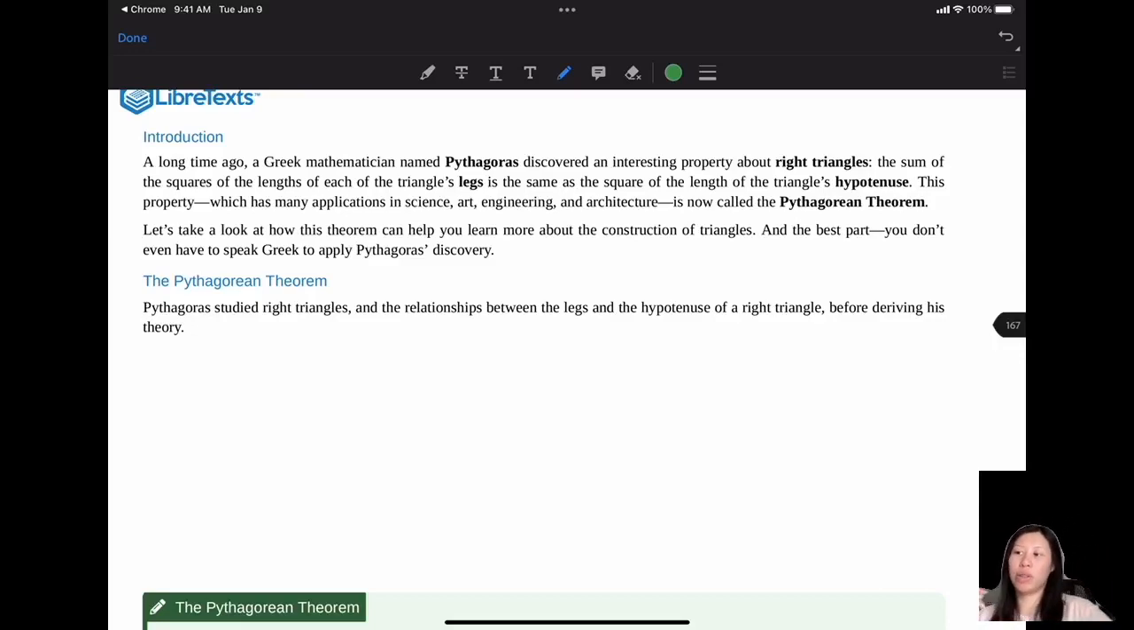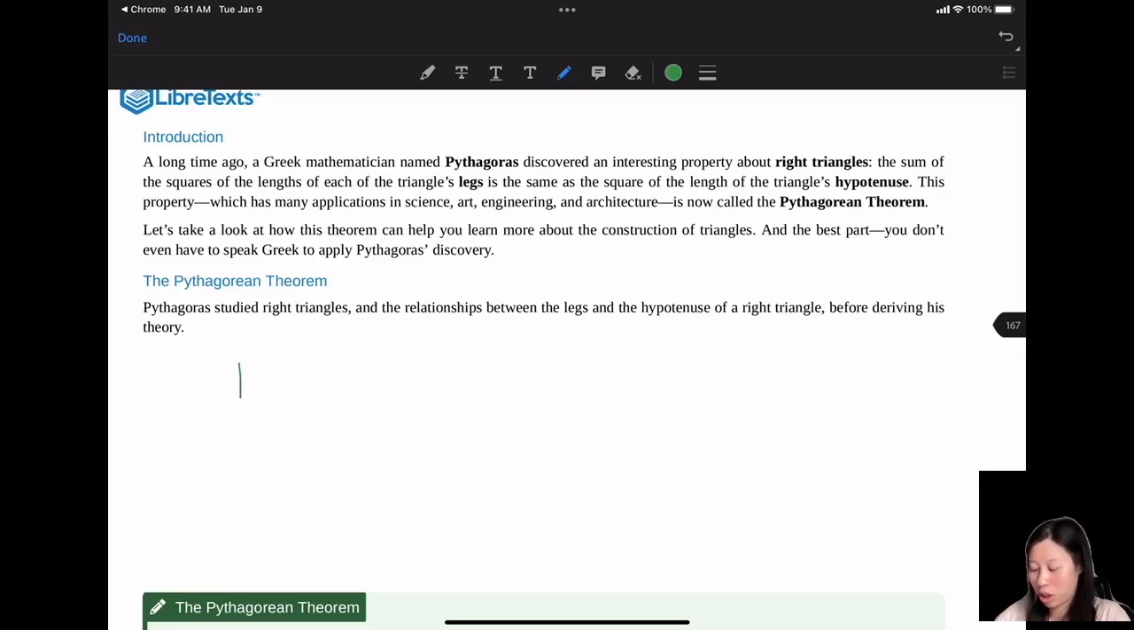Hi, so today we'll talk about, it's hard to pronounce, Pythagorean theorem. So Pythagorean theorem is a theorem that you find on the right triangle.